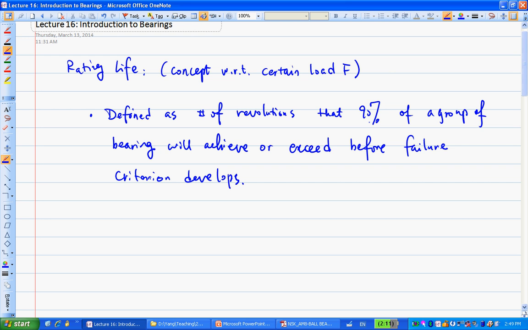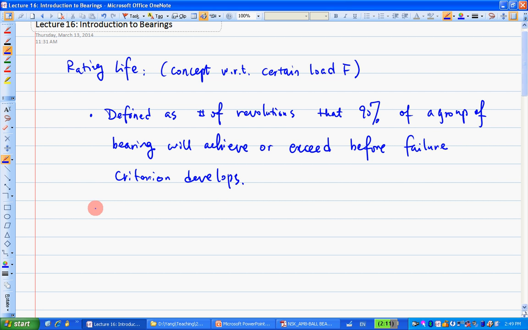So you have maybe 10 of them, but 9 of them are all above, let's say, 5,000 cycles. So that's basically the rated life, or the rating life, under a certain load F. Which means you only have 10% of the group fail this test. Only 10%.